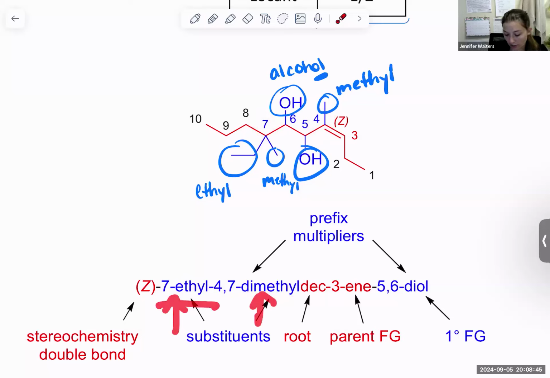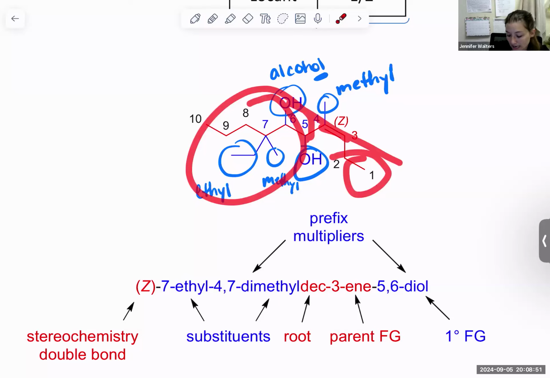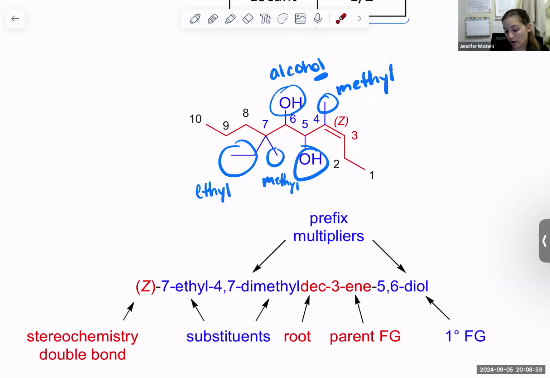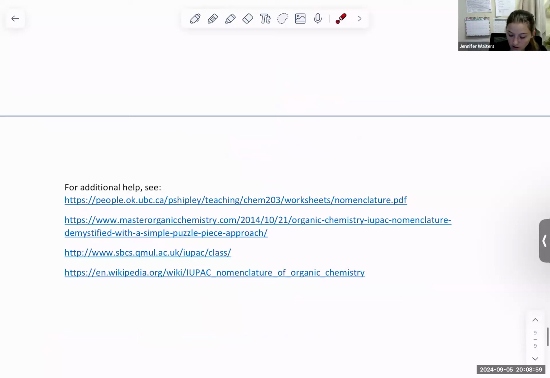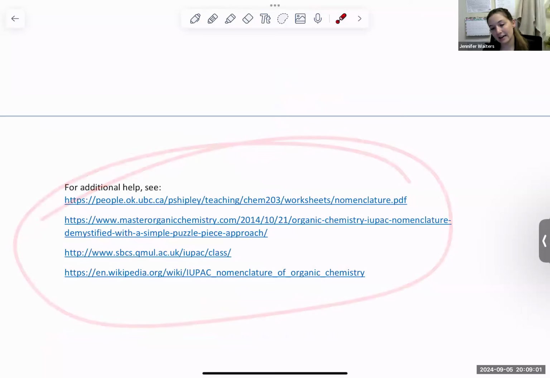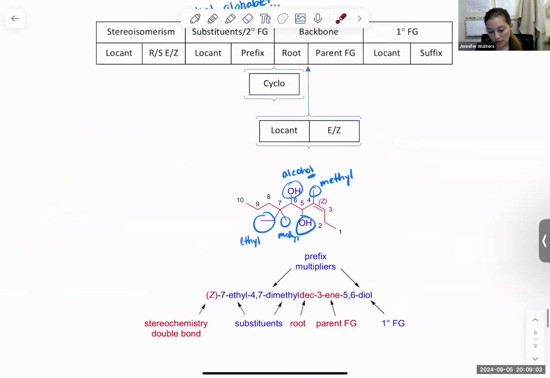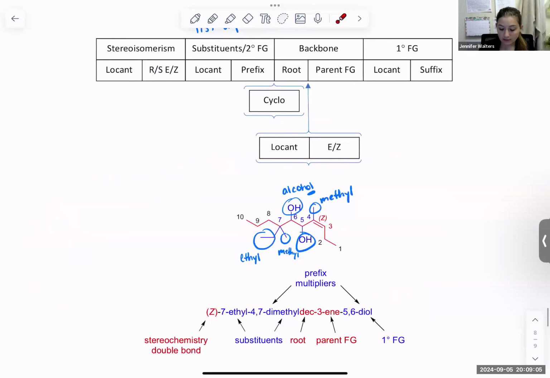When I look at the stereochemistry of my alkene, my high priorities are on the same side of the alkene. So that makes it Z because it is tri-substituted. That goes all the way out front. All right, there are a lot of extra rules. There is a lot of extra practice on Canvas. If you have any questions, please let me know.